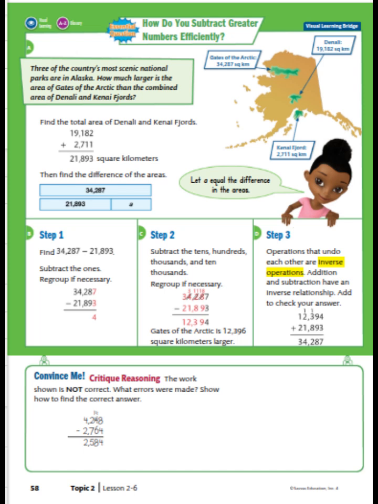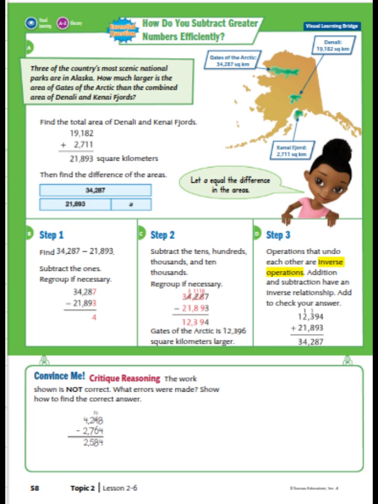It goes down by 1. And then the 8 gets 10 added to it. 8 plus 10 is 18. Now let's go ahead and finish the subtraction in our tens place. 18 minus 9 is 9.